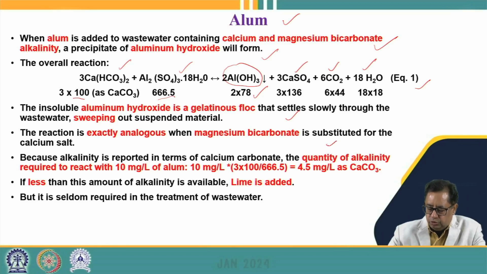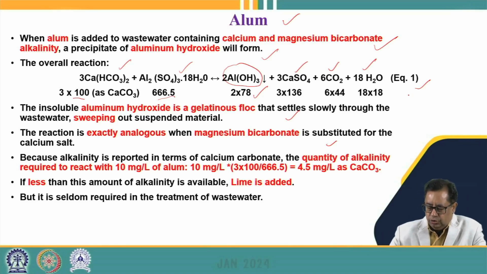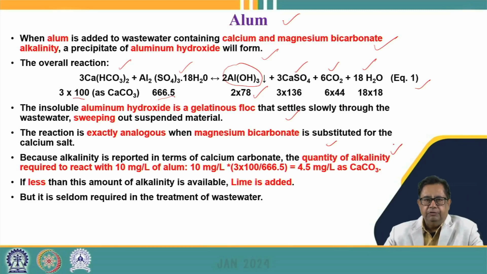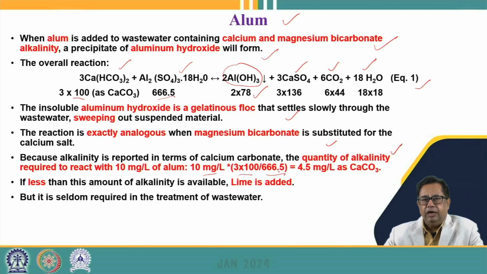And similarly, we can also have this reaction in terms of magnesium bicarbonate. So we can just replace the calcium bicarbonate by the magnesium bicarbonate and the reaction remains the same. So if we want to find out what is the quantity of alkalinity which is required for a dose of 10 milligram per liter of alum, we can just multiply this dose by 3 into 100, that is the alkalinity present in the water or wastewater, divided by the total amount of alum that we are adding, stoichiometrically. So this may lead to the value of 4.5 milligram per liter as calcium carbonate, because the alkalinity is always represented as calcium carbonate.